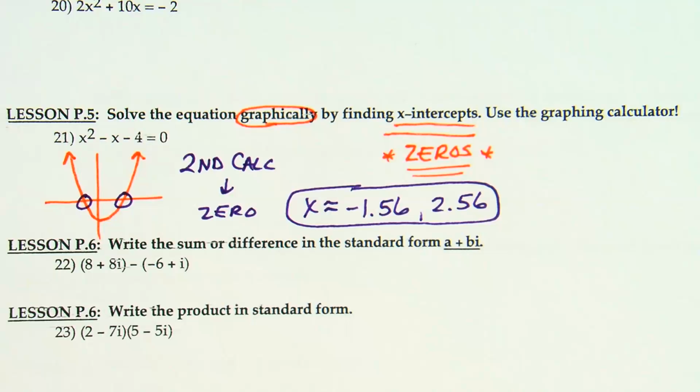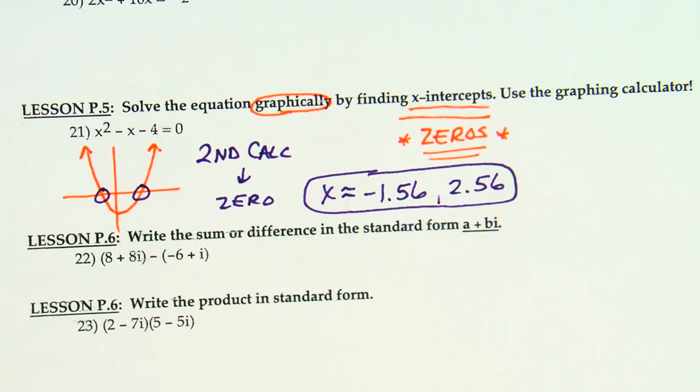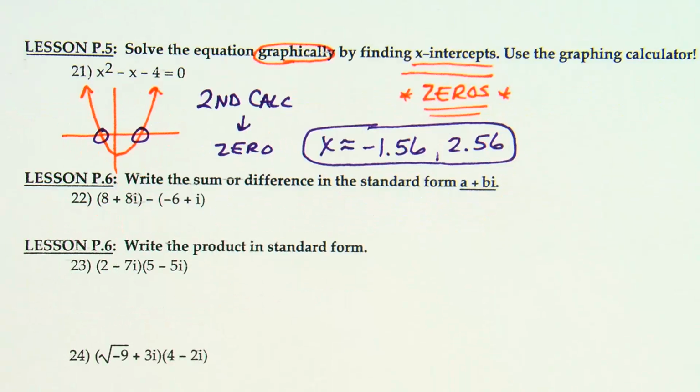So probably a good one to look at. You guys have others you want to look at? Ethan? Sure. Let's do 24. Okay. So 24 says write the product in standard form, which it's not stated right there, but it is on the section up above. Standard form means we are looking for a plus bi, right? Real plus imaginary.